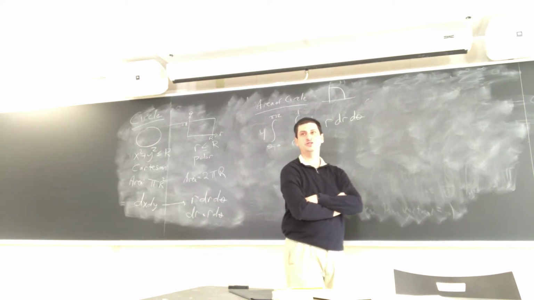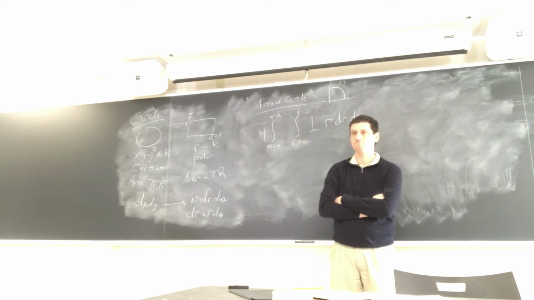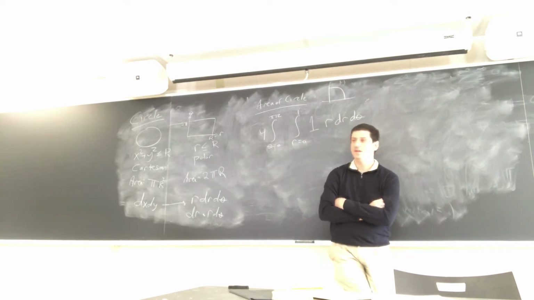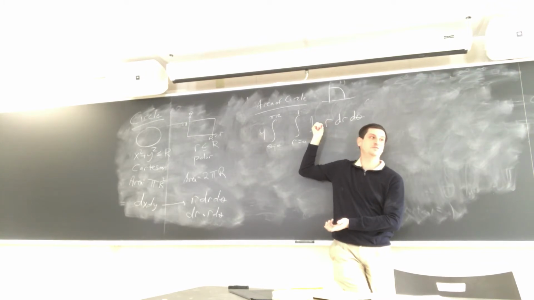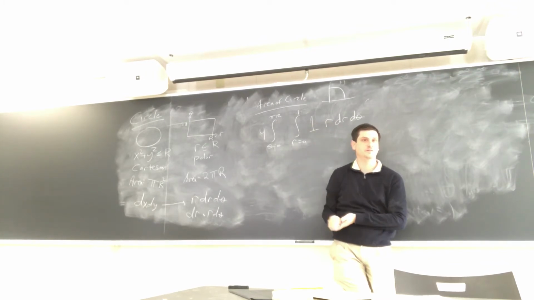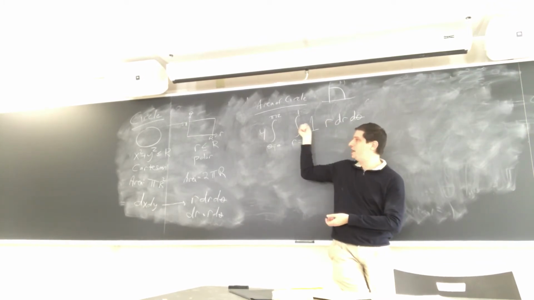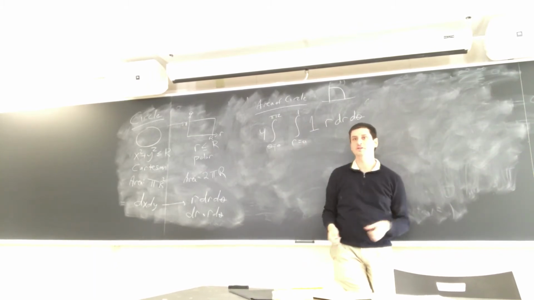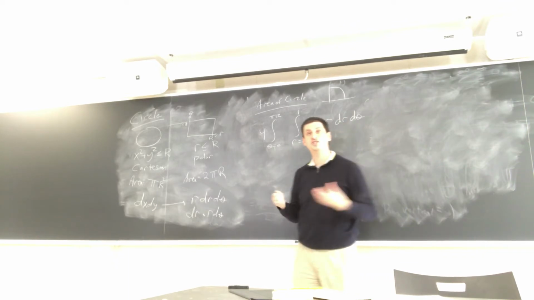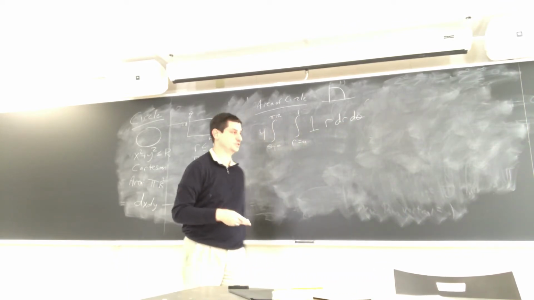Is either integral challenging? No. The r integral, I'm just finding the antiderivative of r, that's r squared over 2. And the theta integral is just the antiderivative of d theta, which is theta. What's nice is if you have an integrand that splits into something in r times something in theta, and you're integrating over a rectangle, you can actually split the integral up into two one-dimensional integrals.